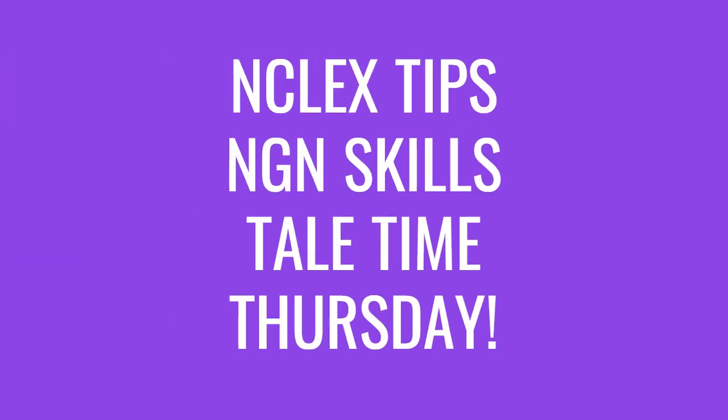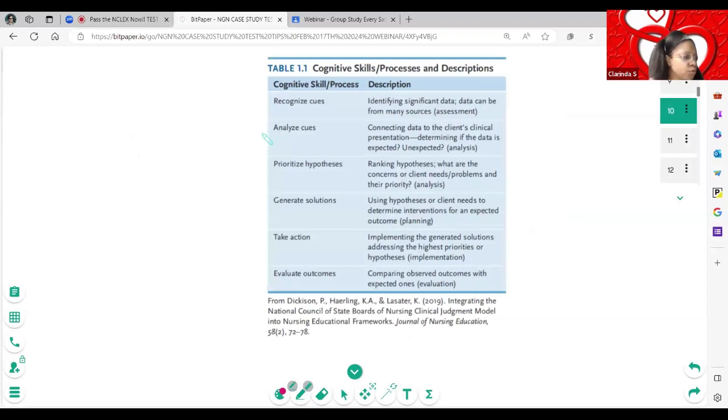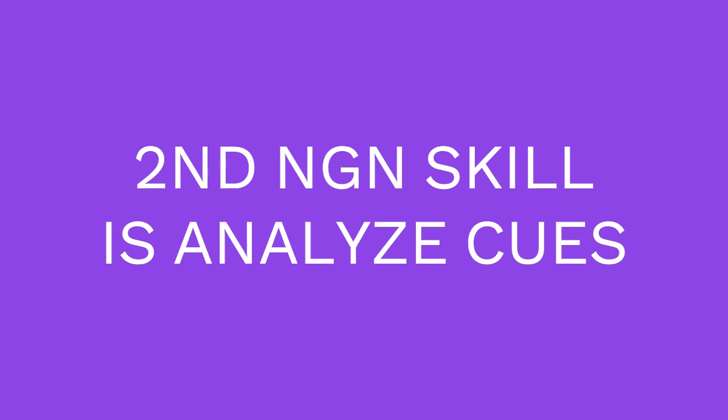All right, so we'll get right into our NGN next. So tonight we are analyzing cues. Analyzing cues. All right, so for analyze cues, this means that you have taken the data that they give you in your case study and you're going to connect that data to the client's clinical presentation. What could be wrong with them? You're going to determine if the data is expected or unexpected for a certain condition.